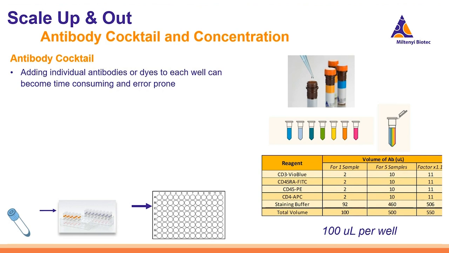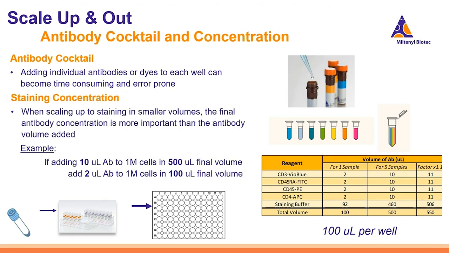And I always like to multiply each antibody volume by a certain factor, because the last thing you want is when you get to that last well and you realize that, oh, I lost some volume on the sides of the tube, I don't have 100 microliters to add. It's always good to have a little bit of excess cocktail volume.